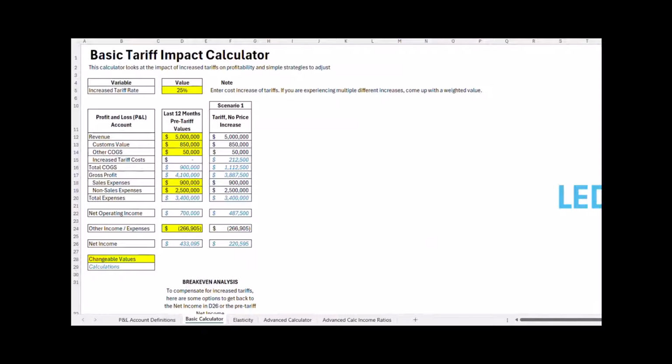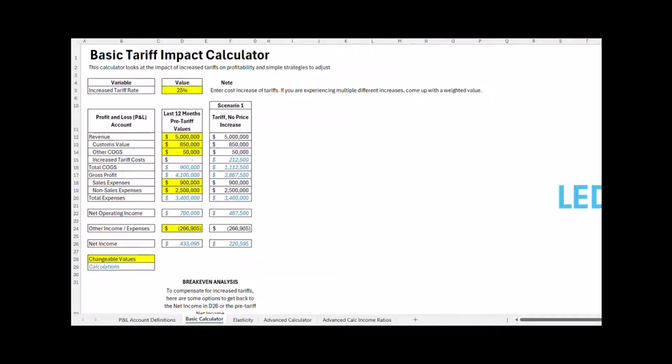Okay, so here's the Tariff Impact Calculator. You'll notice there are several sheets down here at the bottom. I'm starting on the basic Tariff Impact Calculator on this page. You'll want to put your values in these yellow fields. And the values that you put in, you want to make sure those are for the last 12 months.